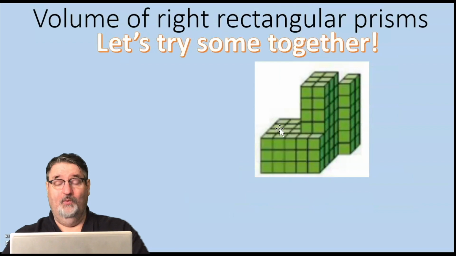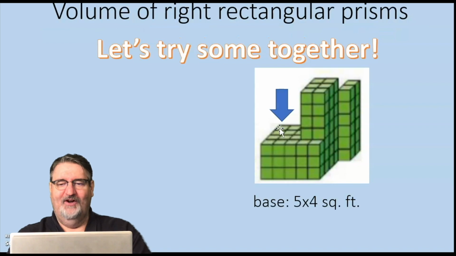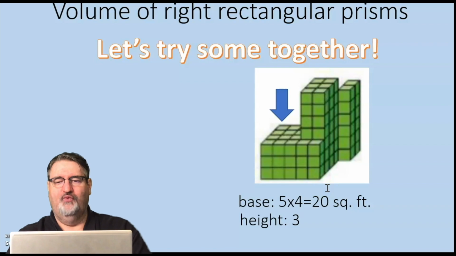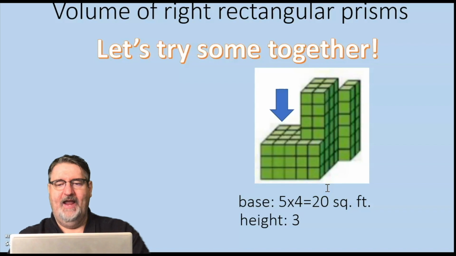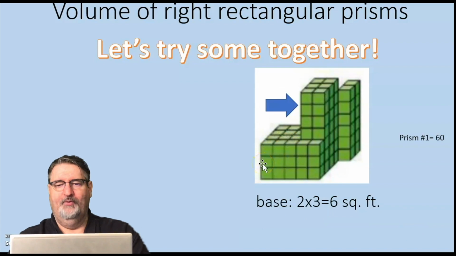Well, let's look at this one. There are 3 different shapes there. Oh man, this one will be fun. So on this first one right here, we have a base that goes 1, 2, 3, 4, 5. And right over here, it's 1, 2, 3, 4. So we have 5 times 4 equals 20 square feet. And on this one, we have a height of 3. So we're going to do 20 times 3 equals 60 cubic feet for this one right here, prism 1.